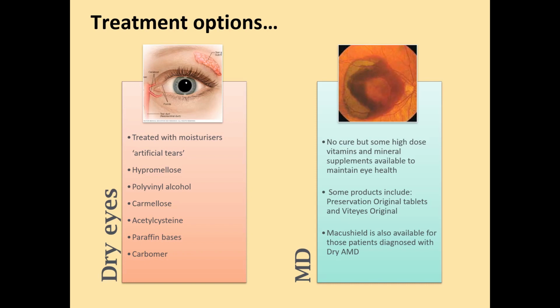Macular degeneration has no cure, but some patients may be recommended to take some supplements that have some evidence to show that they can help support eye health. So there are some high dose vitamins and mineral supplements. Some named products include Preservision Original Tablets, VitEyes and MacuShield. So do have a look at the information about those online, and have a look at the evidence and see what you think about how strong the evidence for those is.